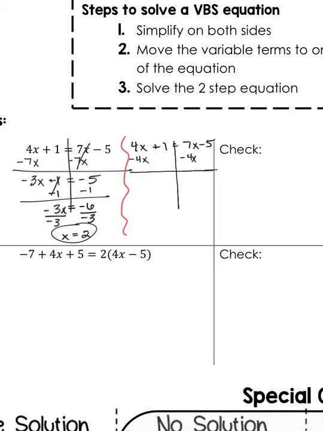4x minus 4x is 0, so I'll bring down my positive 1, bring down my equal sign. 7x minus 4x is 3x, and I'll bring down the negative 5. From here, I just have a normal two-step equation. So my first step will be to add 5 to both sides. Negative 5 and positive 5 is 0, so I end up with 6 equals 3x. Now I can divide by 3 on both sides, and x equals 2.